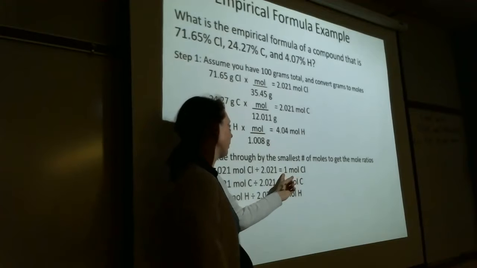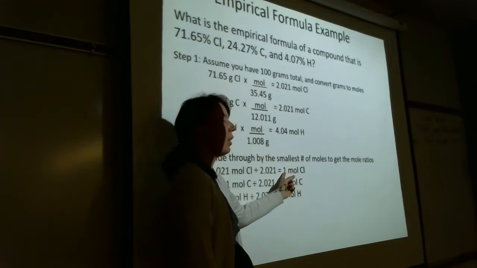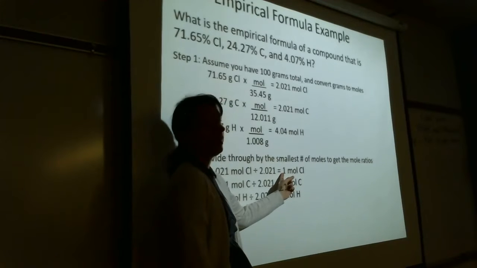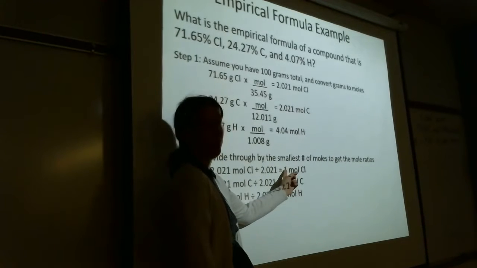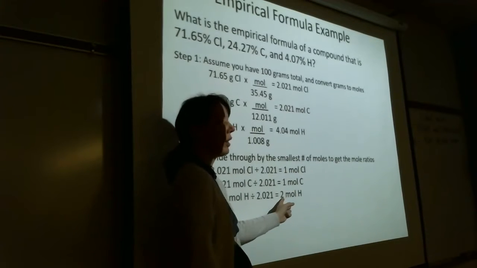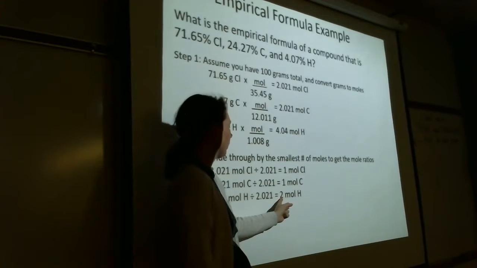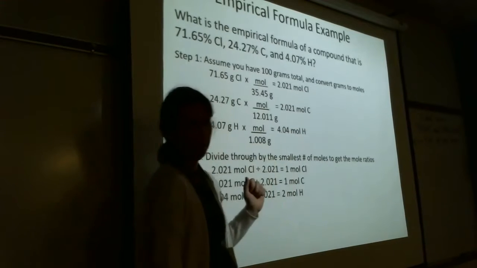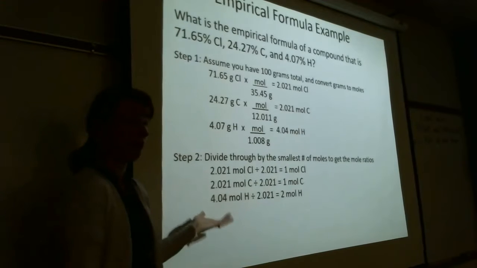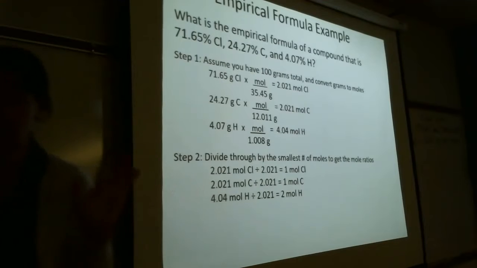However, what if this had come out to be 1.5? What if this one came out to be 1.5? That's like 1.5, right? So you would double everybody to get rid of that 0.5, okay? If this came out to be 2.3, that'd be like a third. We don't like having thirds. So we'd triple everybody to get rid of that 0.3. But none of these came out to be 0.5 or 0.3. So we don't have to do any doubling or tripling.